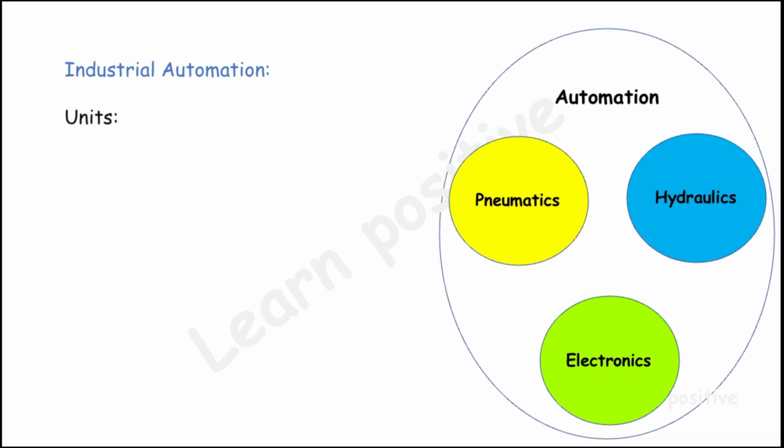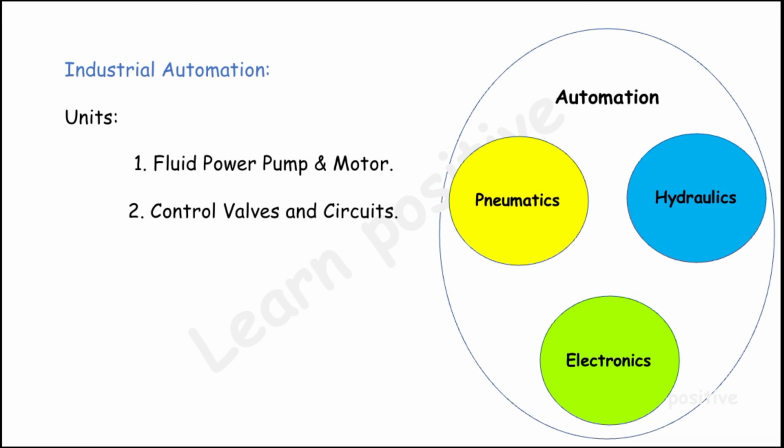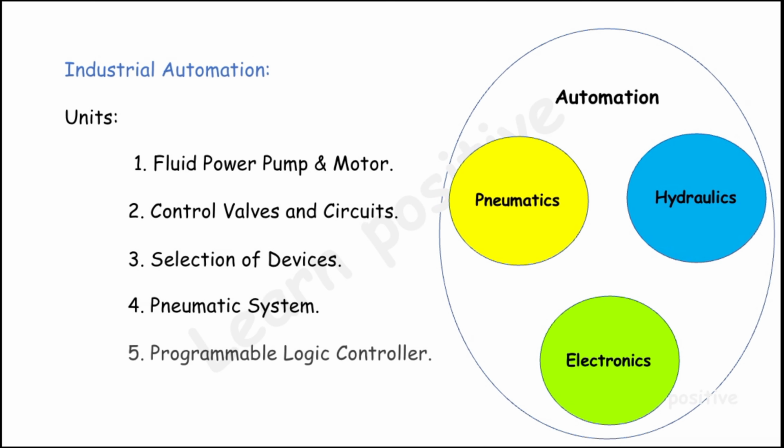So what are the units to be covered? The first one is fluid power pump and motor. The second unit is control valves and control circuits. The third one is selection of devices used for pneumatic and hydraulics. The fourth one is pneumatic system. And the fifth unit is programmable logic control. It comes under the electronic part.